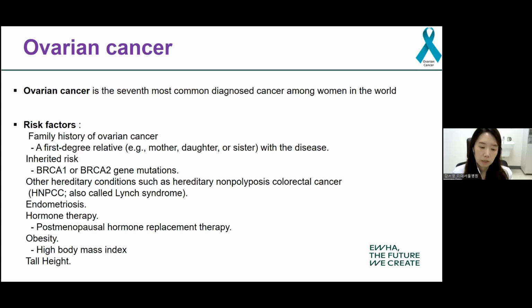A woman is at an increased risk if she has a family history of ovarian cancer, especially a first-degree relative, and also inherited risk, such as BRCA1 or BRCA2 gene mutations, and endometriosis, hormone therapy, and obesity.